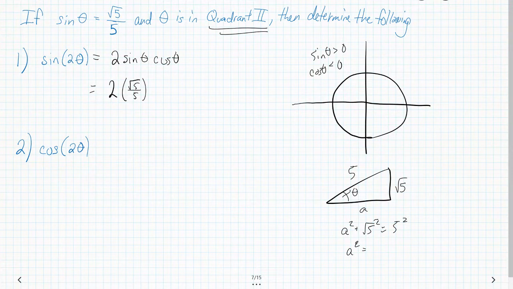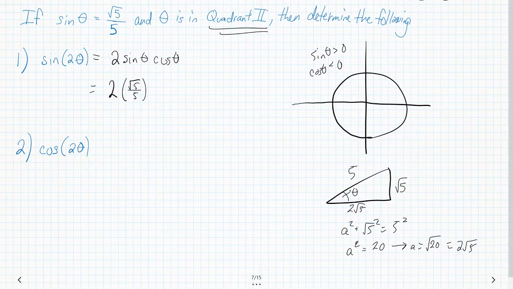equals 20, and that means a equals the square root of 20, which you could pull out a 4 from that, so you could rewrite this as 2 times the square root of 5. So this becomes 2 times the square root of 5.